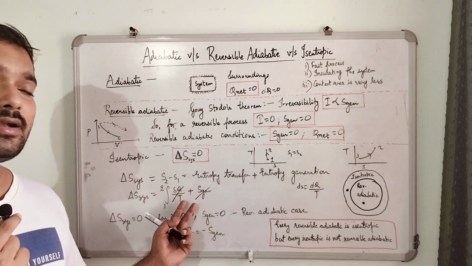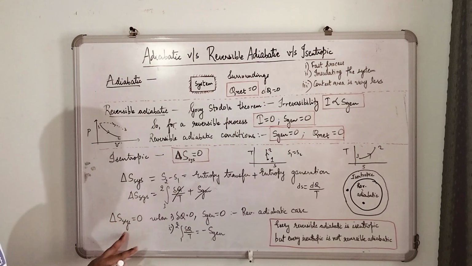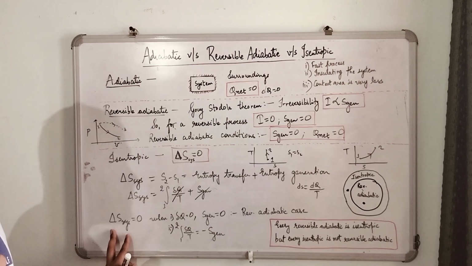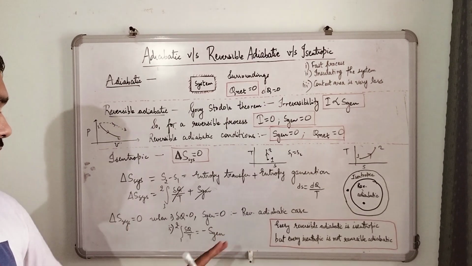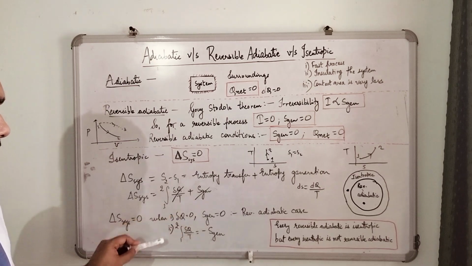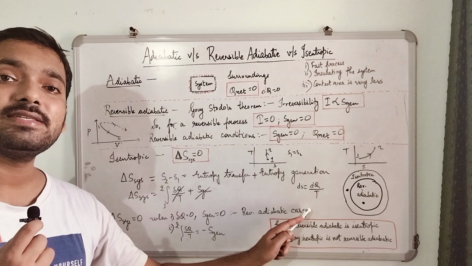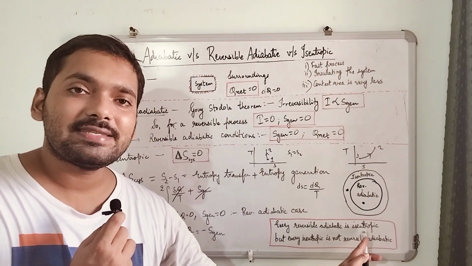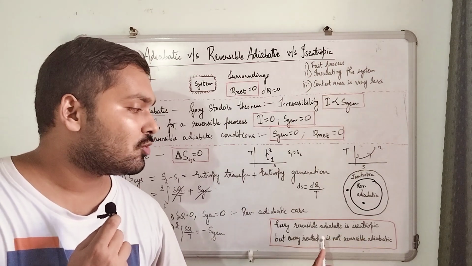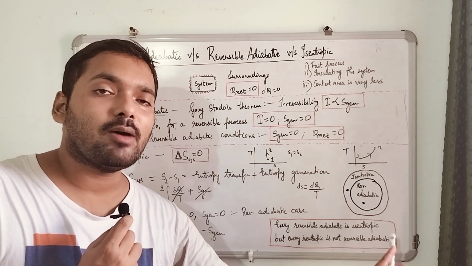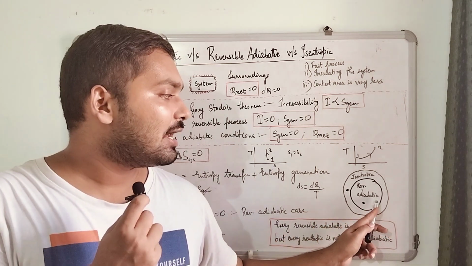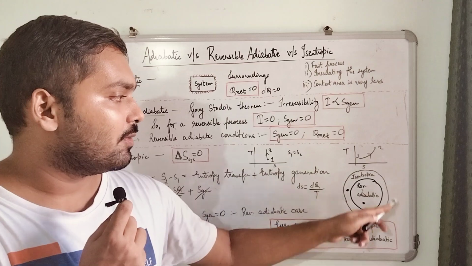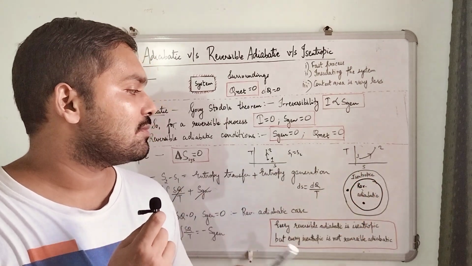When this condition is achieved, the entropy change of the system can become equal to 0, and due to this special case, every isentropic process is not reversible adiabatic, but every reversible adiabatic process is an isentropic process. That is what I have written here. Every reversible adiabatic process is an isentropic process, but every isentropic process is not reversible adiabatic. We can represent it with the help of a chart also.